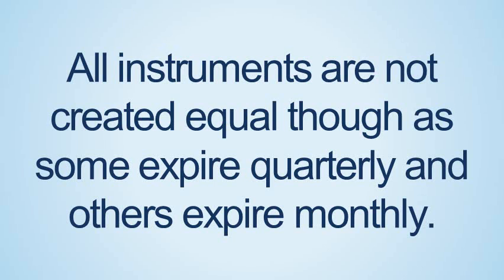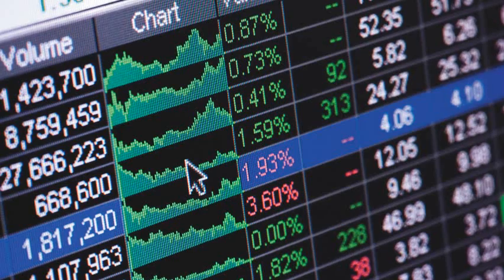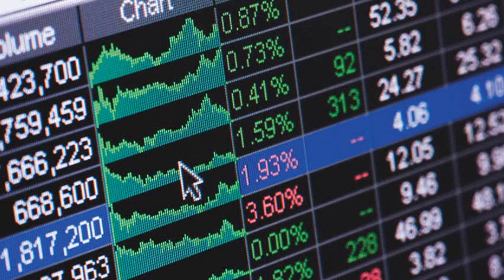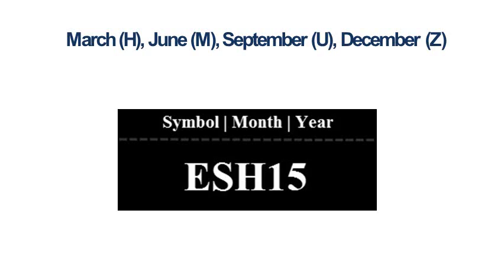The instrument you are trading has a specific day that rollover occurs. All instruments are not created equal, though, as some expire quarterly, others expire monthly. Now, some of the most popular E-mini contracts are the ES, the Dow, the Russell, and they're known as stock index instruments. Now, these expire quarterly in the months of March, June, September, and December on the third Friday of the month at 9:30 Eastern Time. So note, each expiration month is represented by the following letters. March is H, June is M, September is U, and December is Z.